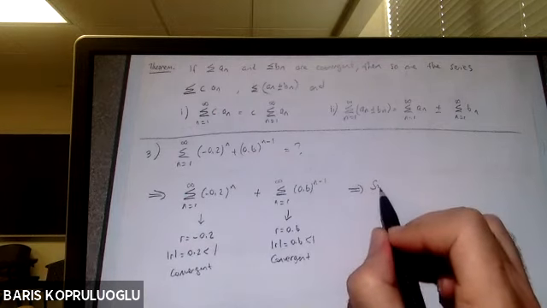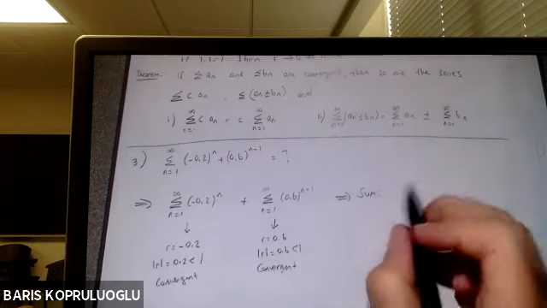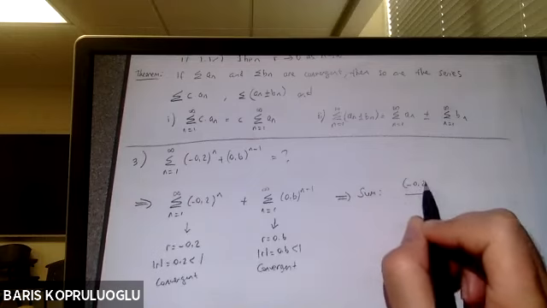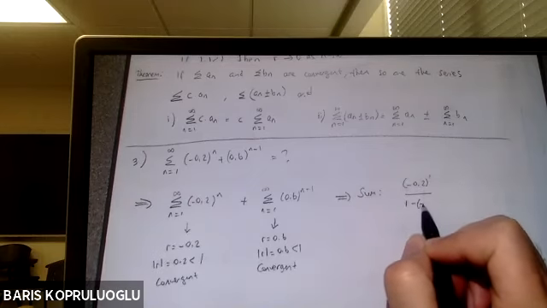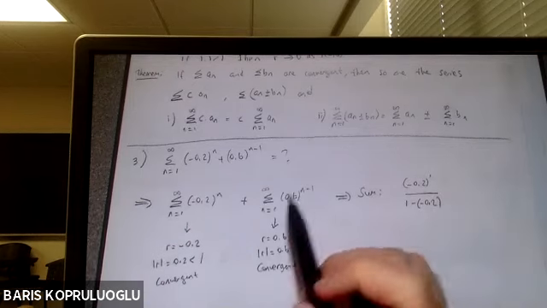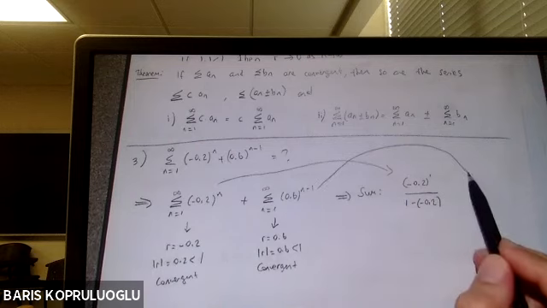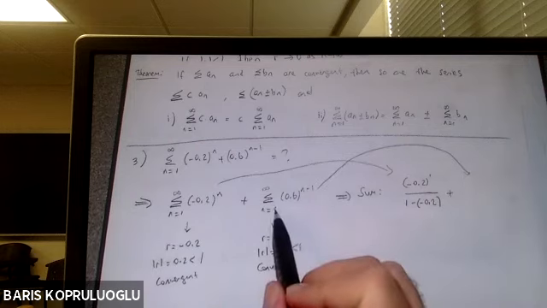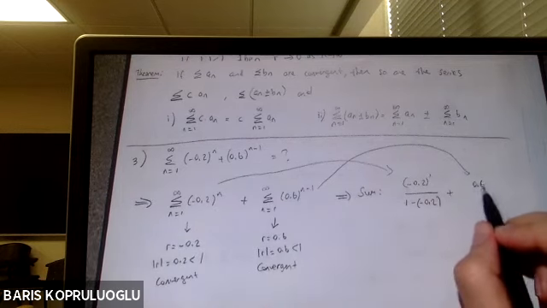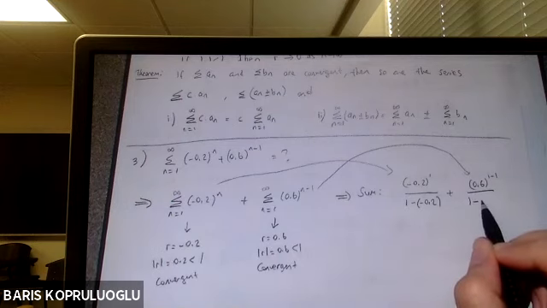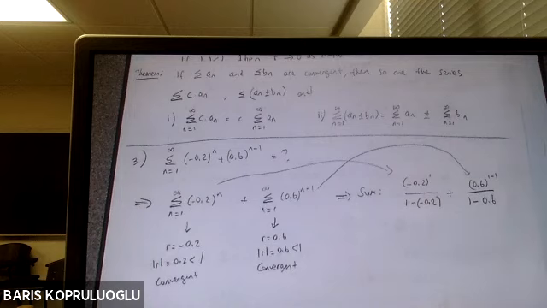So let's do the sum. The sum of the first one, again, is the first term over 1 minus the common ratio. And the second one, again, the first term, if you plug 1 for n, I think you would get 0.6 to the power of 1 minus 1, over the common ratio, R, which is 0.6. So then this is what you would get. So all we have to do is calculating this sum.